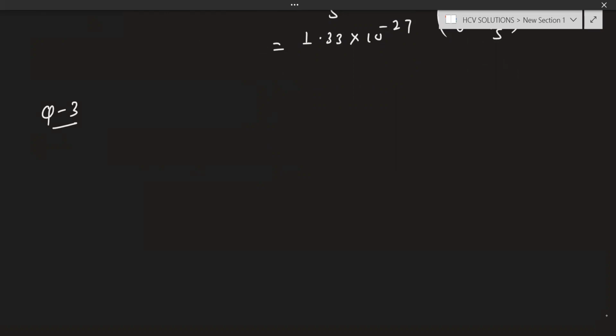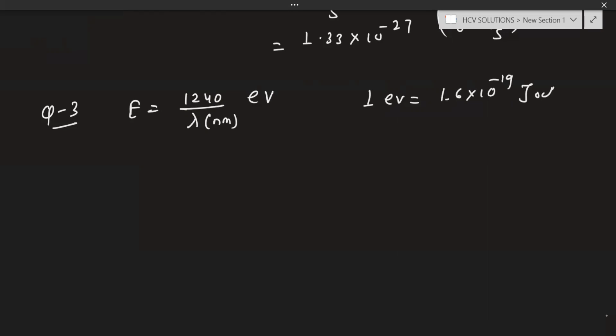Okay. So what we'll do, we have another formula of energy, that is 12400 divided by lambda, with lambda in nanometer. That is the easy formula. But this gives the energy in electron volt. We know that 1 electron volt is equal to 1.6 10 to power minus 19 joules, so we'll convert after calculation into joules. Okay, I think that's easy.